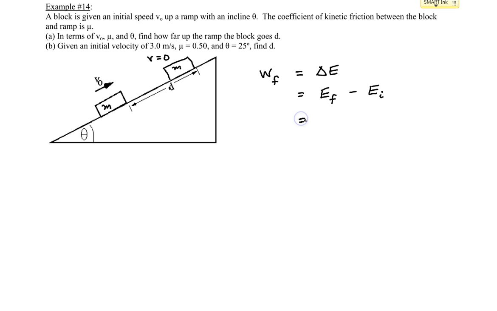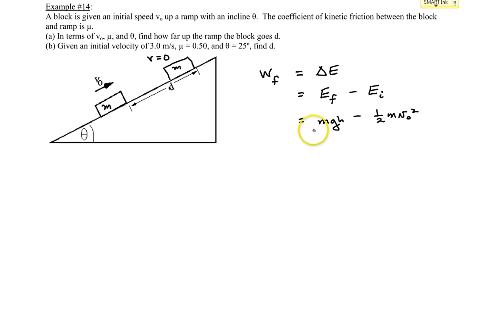Now, the final energy of the crate, when it gets to the very top, is just really potential energy, which is mgh. The initial energy of the crate, we'll assume, is just kinetic energy, 1/2 m v0 squared.